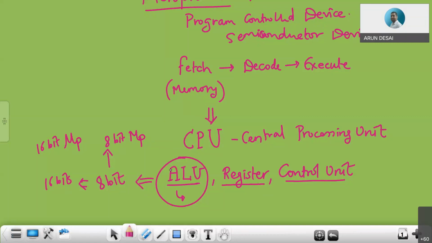So if my ALU processes 8-bit data, then the microprocessor is an 8-bit microprocessor, right? So basically 8085 is an 8-bit microprocessor, because the ALU size of 8085 is 8-bit. And 8086 has a 16-bit ALU, so it is referred to as a 16-bit microprocessor, right?